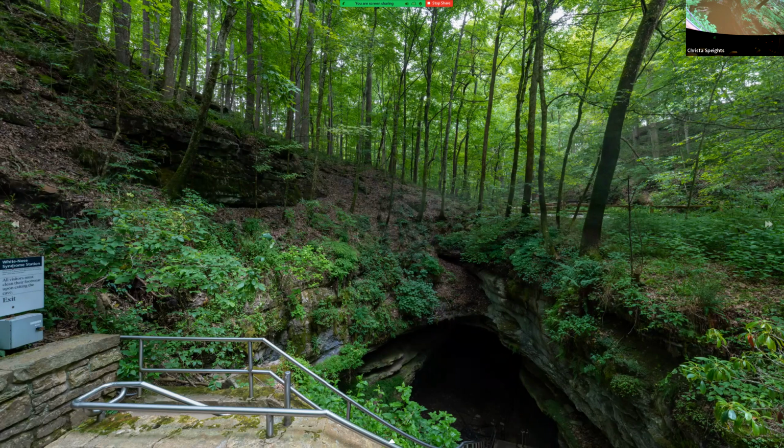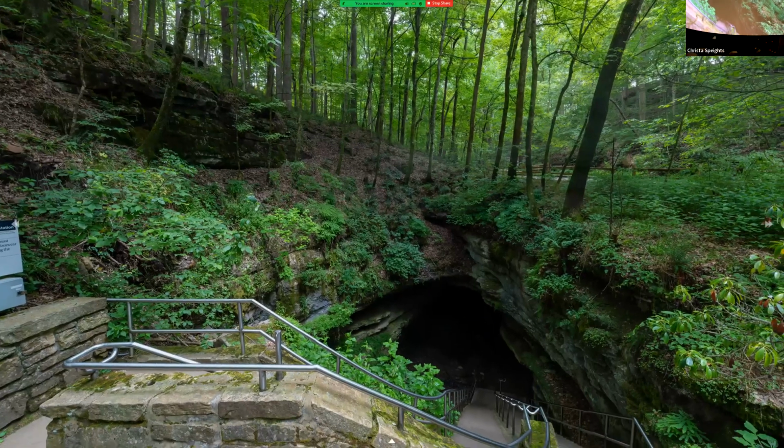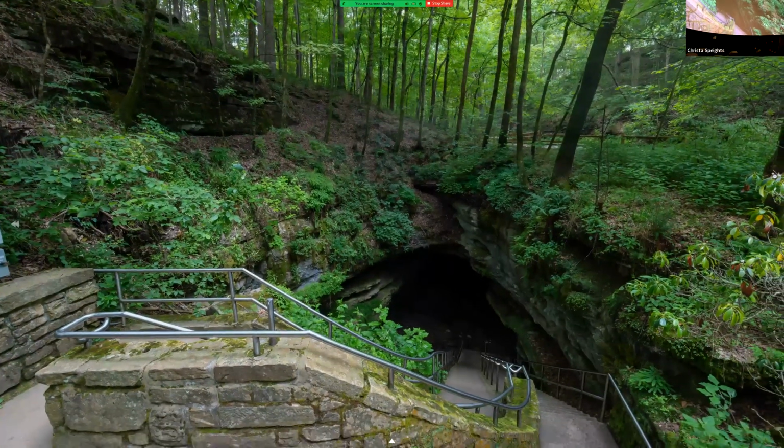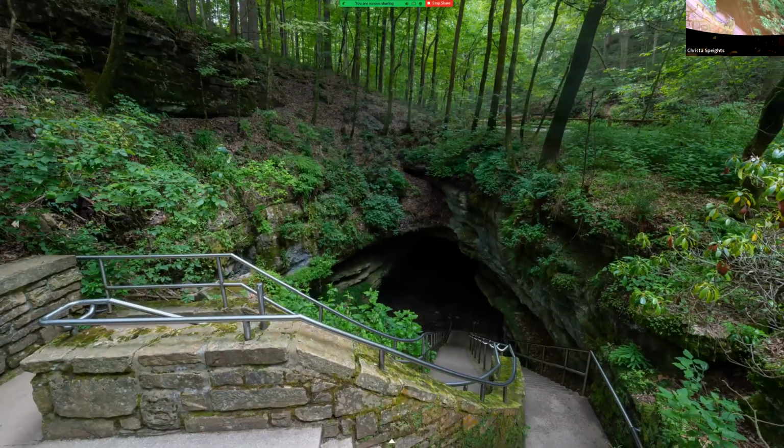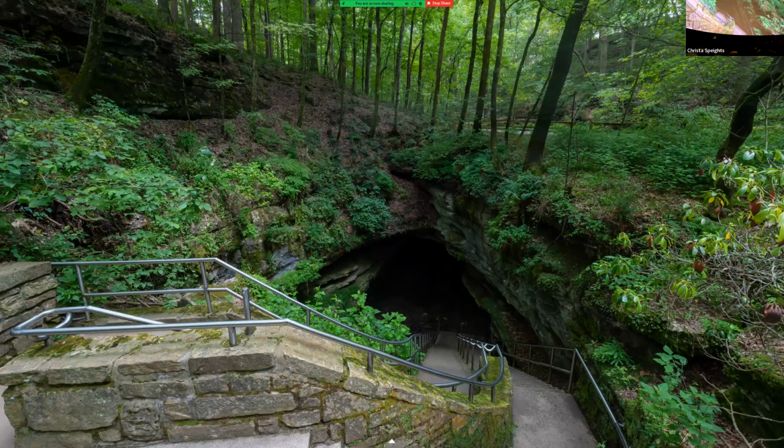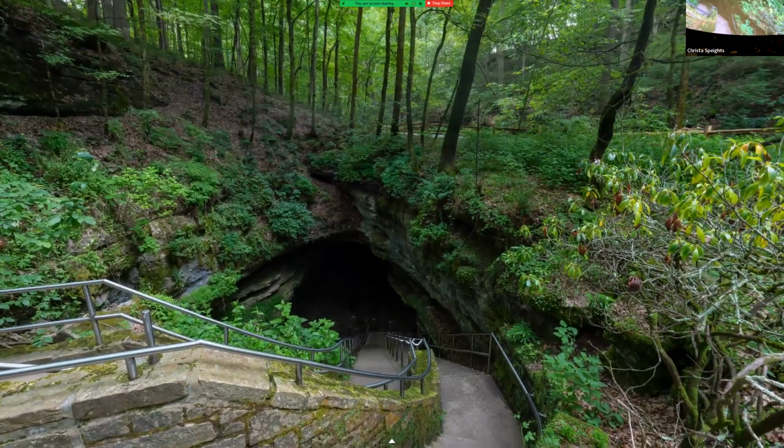You're welcome. Okay, so this is the historic entrance to Mammoth Cave. And so we can look down the steps. This is the route that you would take to enter the cave if you went on a historic tour. And let's just take a look around here for a minute.